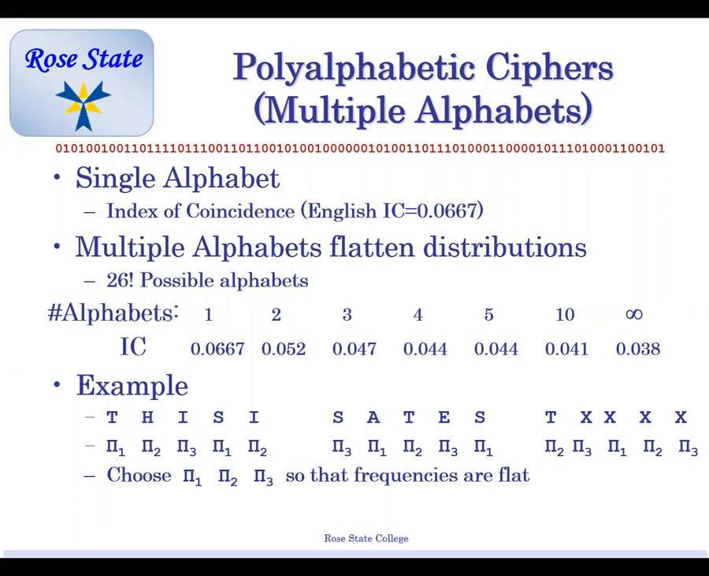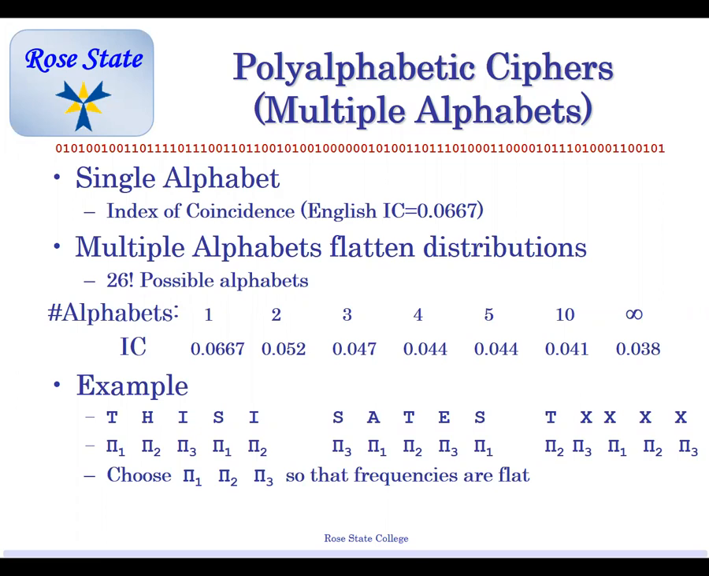So if we have 1 alphabet in English, our index of coincidence is 0.0667. If we have 2, 0.052, and so on all the way down to infinity. So 0.038 would be infinity. In other words, it'll continue on from there no matter how many we get.